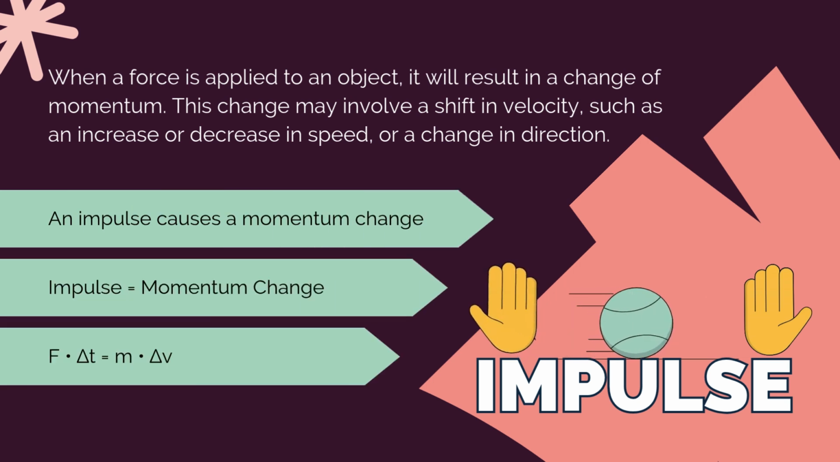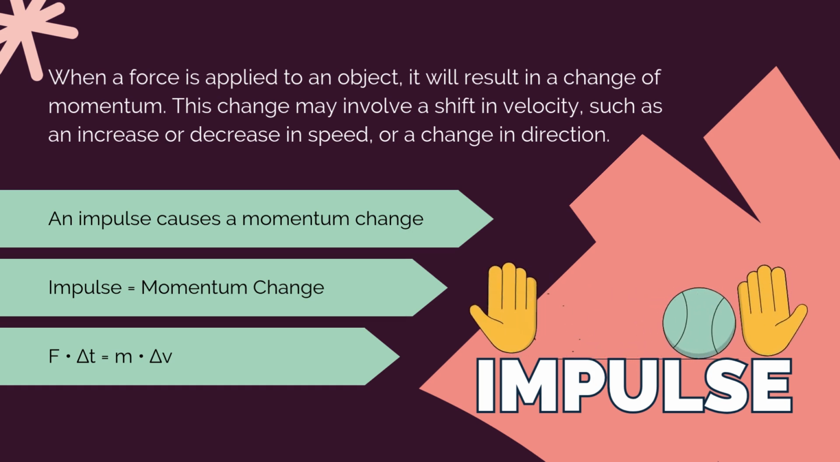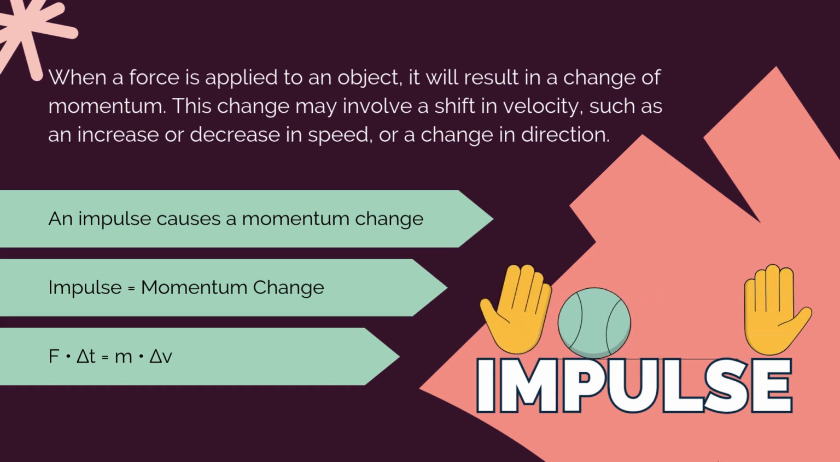Then we have impulse, which is a force applied over a period of time and results in a change in momentum. For example, when you catch a fast-moving ball, your hands experience an impulse that slows the ball down. The formula here is impulse equals force times time equals change in momentum.